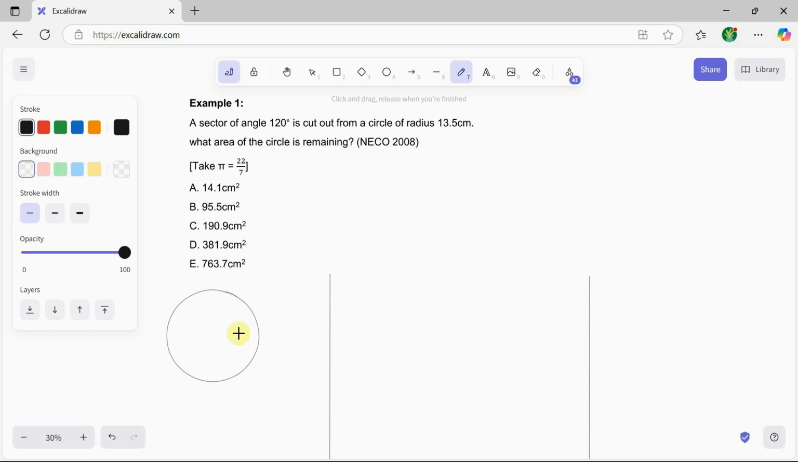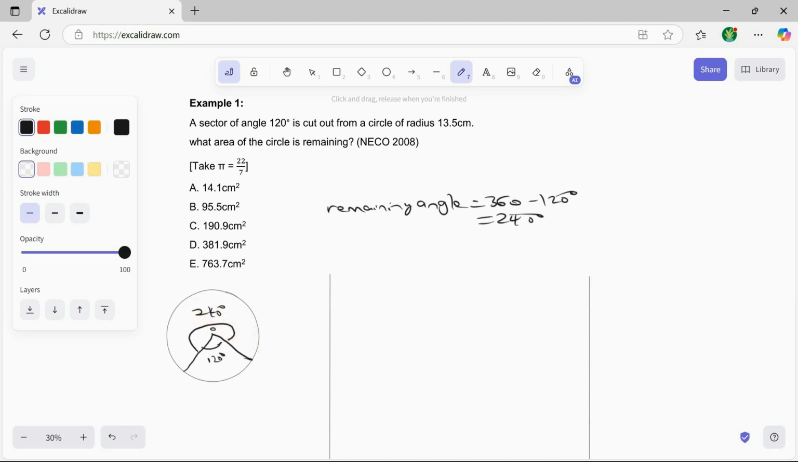So we have a circle, and they said a sector of 120 degrees is cut out from the circle. This is the center of the circle, so this angle here will be 120 degrees. It now says, what area of the circle is remaining? If this 120 degrees is cut out, we know that the angle in a circle is 360, so the remaining angle would be 360 minus 120 degrees, which is 240 degrees. So this angle here is 240 degrees.